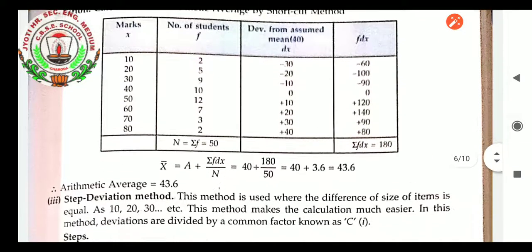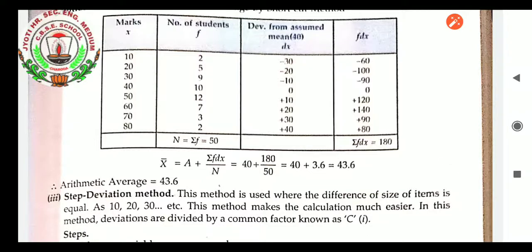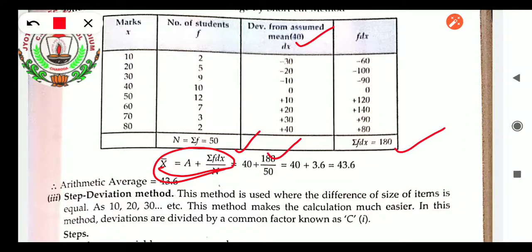So this is the way you will solve it in your copy. I have explained each line very clearly. Please solve it in your copy. When you see the video once again, take your copy and write it step by step, and you will see your answer comes exactly. Mean equals a plus sum of f dx upon n, the formula we know. The value of a we have taken is 40, so 40 plus sum of f dx, which we got as 180, upon n. As I said, n is the sum of f, so it will be 50.